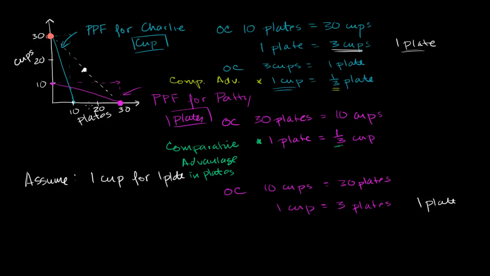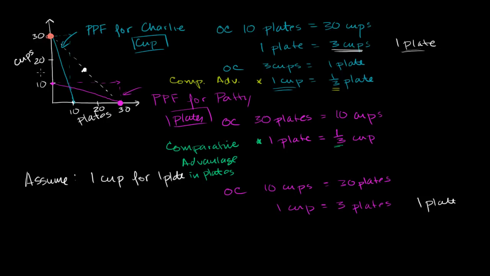But if we assume that in all of these scenarios they have the same number of inputs, so if we think about plates, let's say they each have one employee, maybe it's themselves, and given that same number of inputs, Patty is able to produce more plates than Charlie, then it is true Patty would have an absolute advantage in plates. And if given the same number of inputs, Charlie is able to produce more cups than Patty, then he would have an absolute advantage in cups. But it is not because of that absolute advantage that he is specializing.